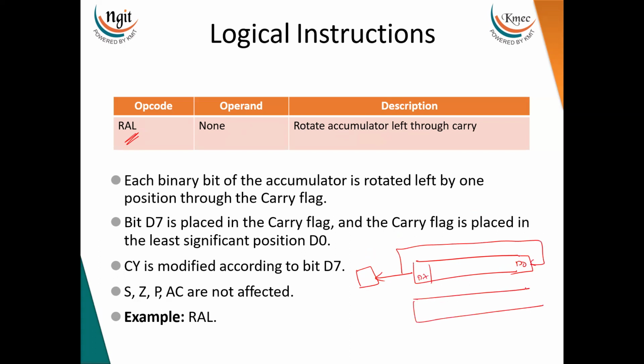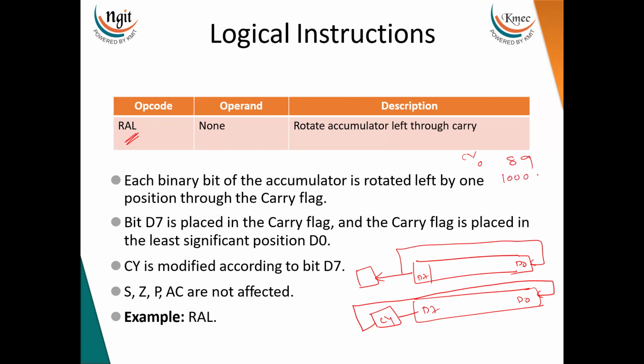If this is D0 and this is D7, D7 will be moved into the carry and carry will be moved into the D0. Instead of moving D7 to D0, now carry will be moved to D0. For example, same example, if I take 89 and carry is 0, now if I move 89, what happens?